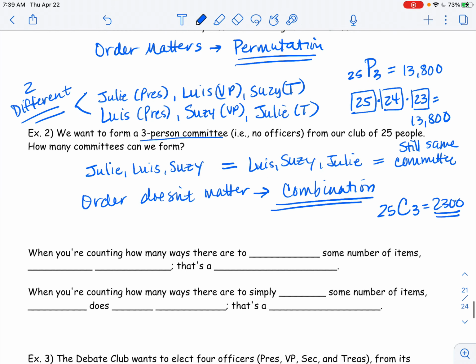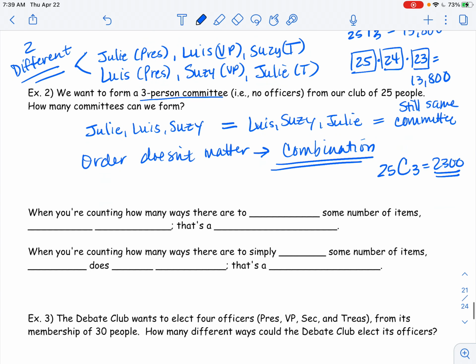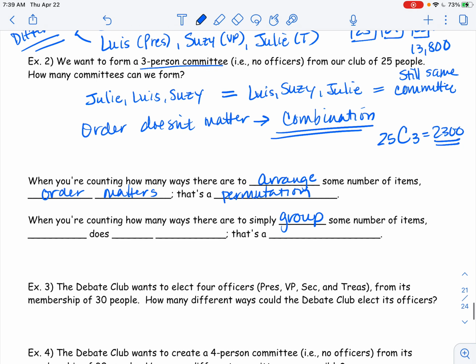Okay, so when you're counting how many ways there are to arrange some number of items, order matters. That's a permutation. When you're counting how many ways there are to simply group some number of items, order does not matter. That's a combination.